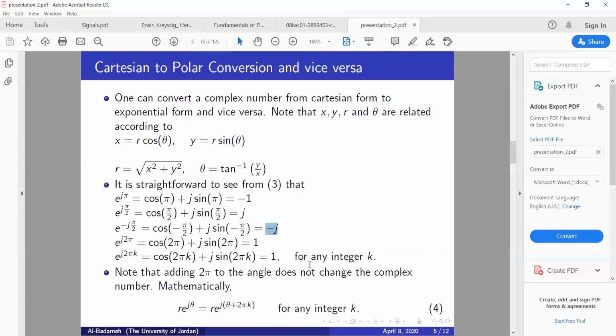Now, in view of this result, one can observe that adding 2 pi to the angle does not change the complex number. In fact, one can write r e to the power j theta is equal to r e to the power j theta plus 2 pi k, since e to the power j 2 pi k is equal to 1. Okay?